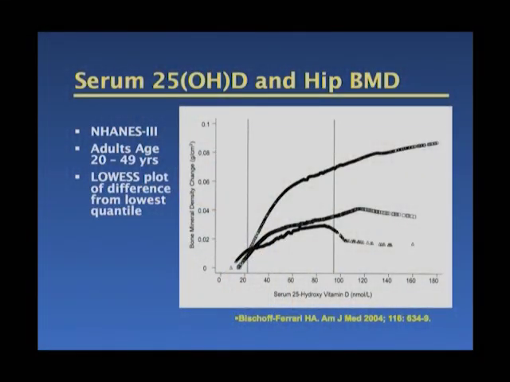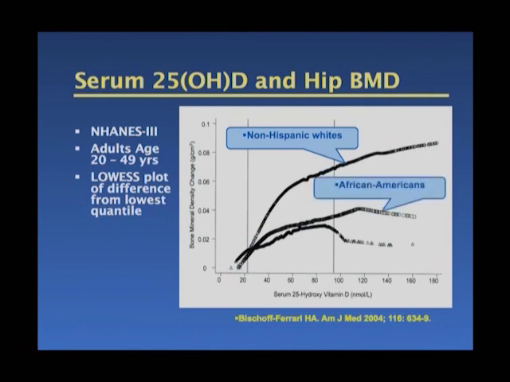Similarly, Heike Bischoff, in a study of the data from NHANES, the National Health Nutrition Examination Survey, which has been ongoing now for 40+ years, sees this kind of an effect for bone mineral density as a function of serum 25-hydroxy-D level in the population. The top line being for non-Hispanic whites, the middle line being for Mexican Americans, and the bottom line being for Hispanics.